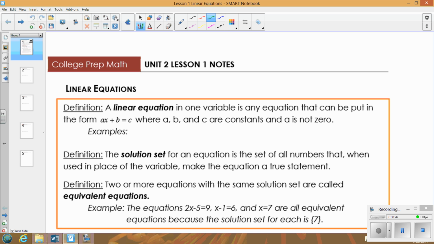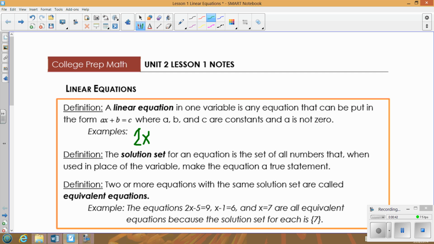A linear equation in one variable is any equation that can be put in the form ax plus b equals c, where a, b, and c are constants and a is not equal to 0. So an example of that would be something like 2x plus 3 equals 0. That would be a linear equation. 3x equals 5 would be a linear equation. 4x plus 2 equals 10 is a linear equation, and so on.